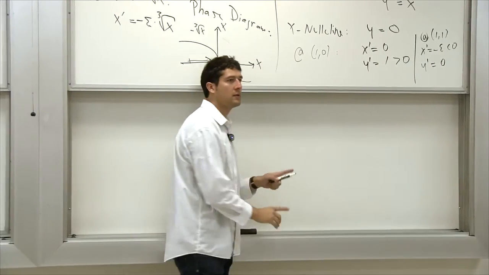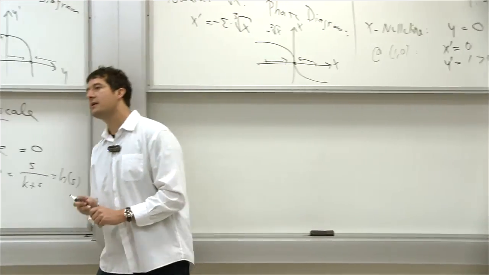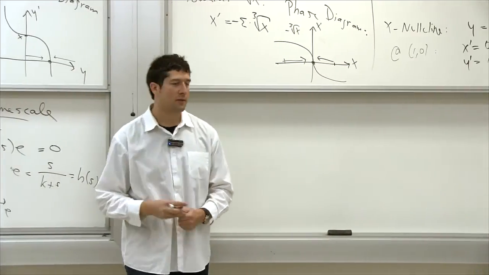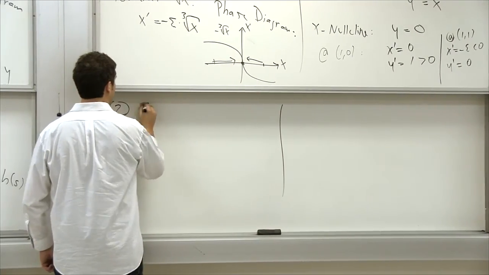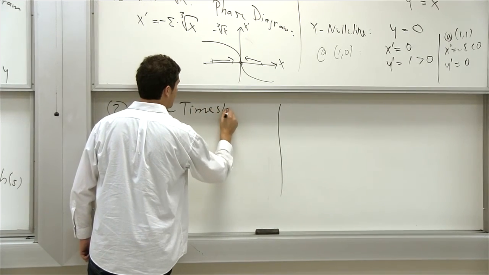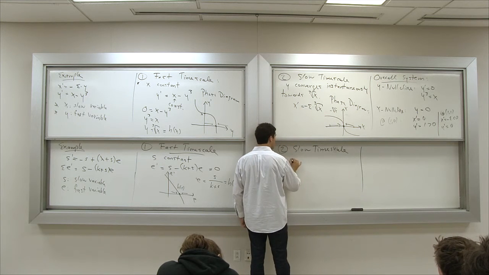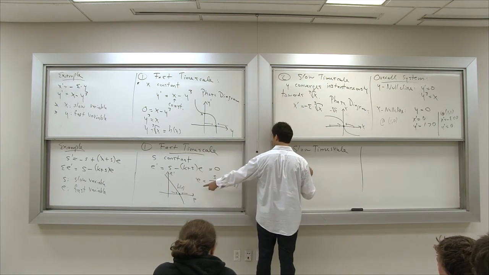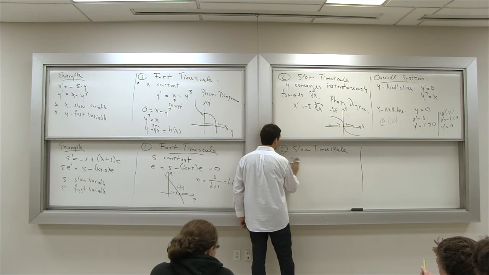Who hasn't talked today yet? Nelson. Actually, okay, Nelson. What happens with the slow time scale? You said x probably equal to h of s. Okay, so in this case, S over K plus S. Okay, sure. Let's write this.